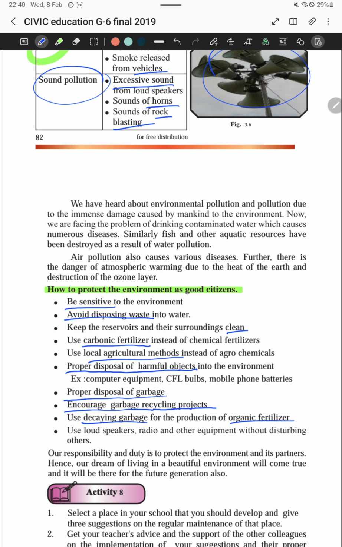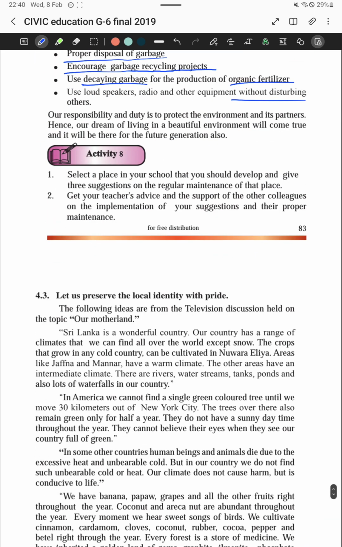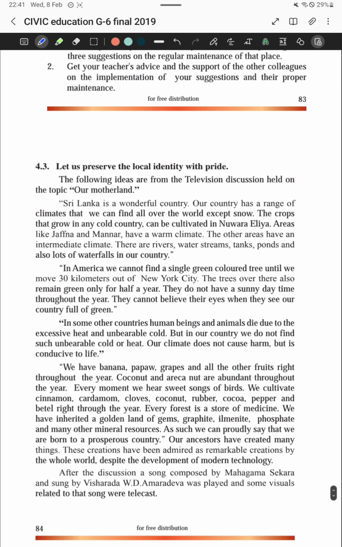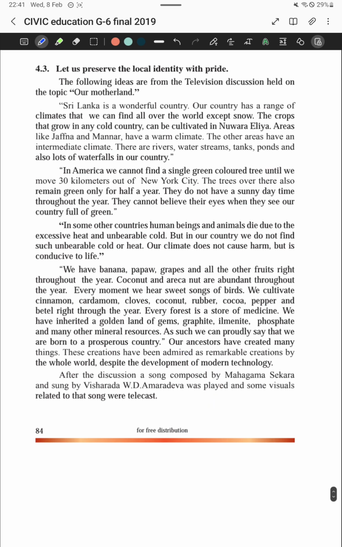And use less sound, right? Don't use sounds that disturb others. So use the sounds without disturbing others, right? So activity number 8 is there for you, and we are at the end of the sessions, right?